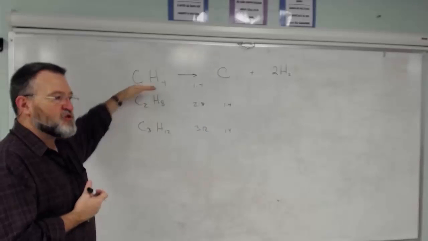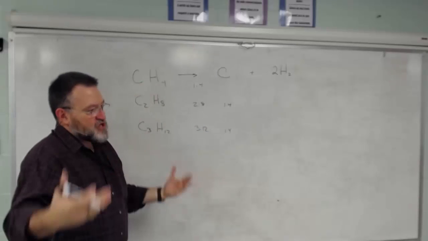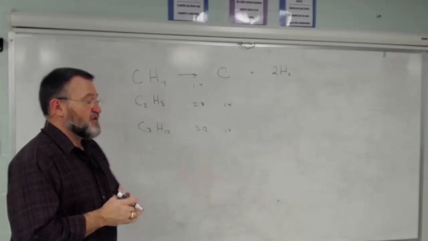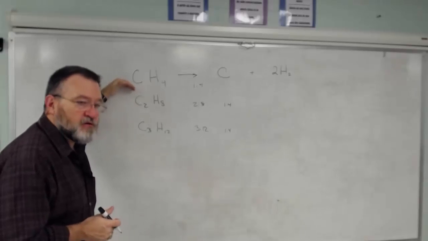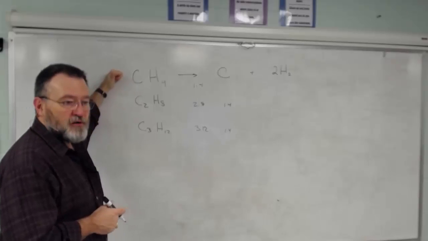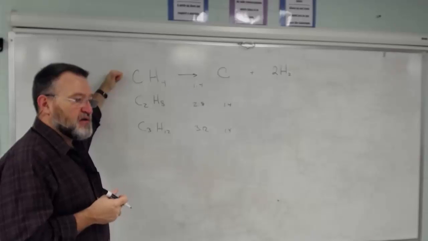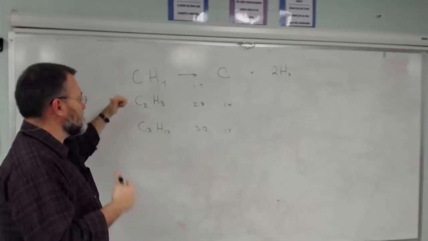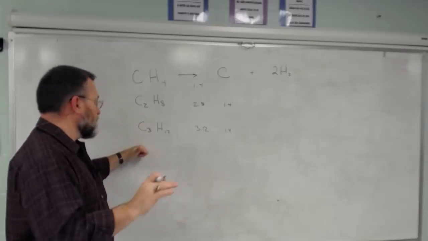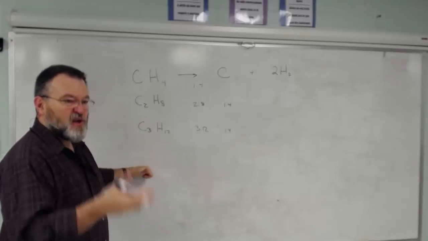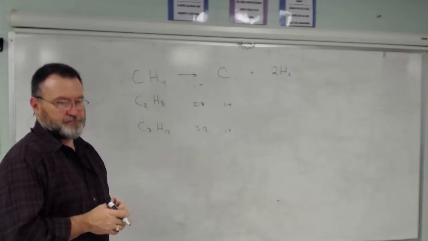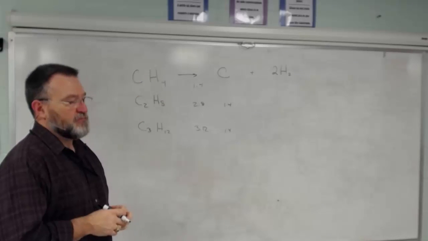An empirical formula just shows you the relationship between the amount of each element in the compound. So if I told you that you have a molecule with an empirical formula of CH4, you should immediately in your mind say, okay, I either have CH4, or I have C2H8, or I have C3H12, or I have C4H16, or I have C5H20. It's going to be some combination, some multiple of 1 to 4. That makes it an empirical formula.